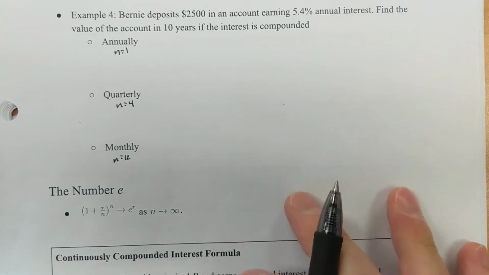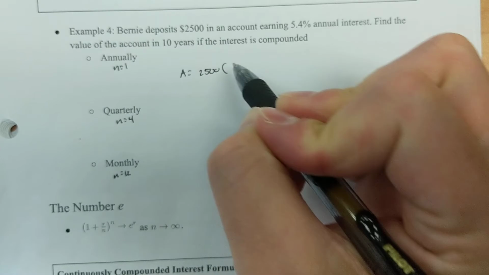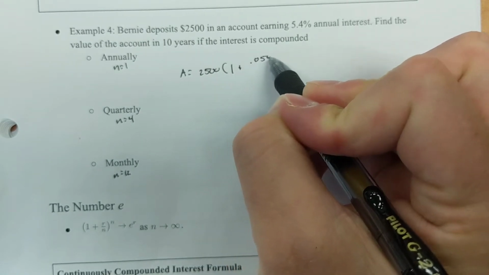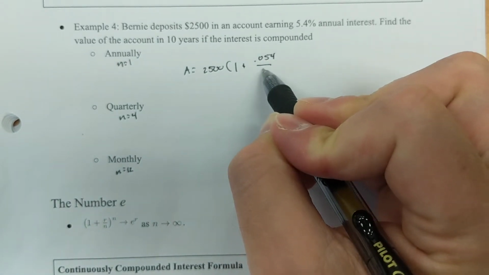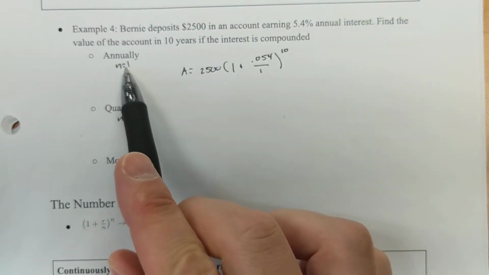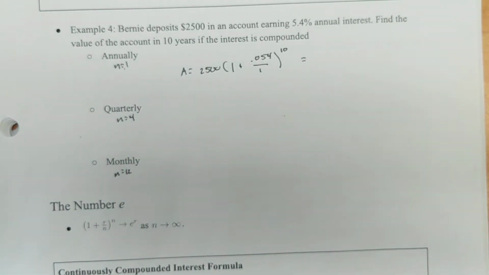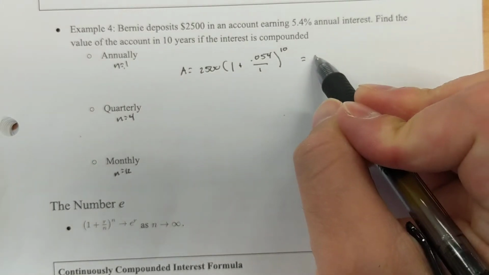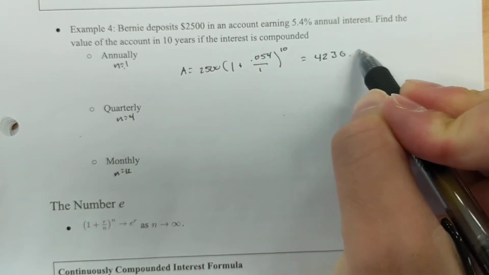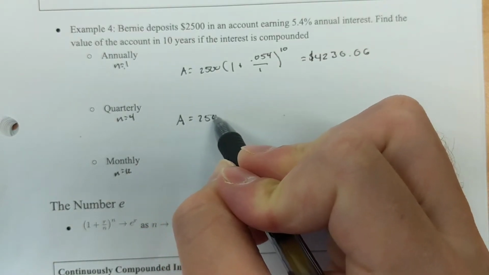Now the equations are going to set up real similar. So for this one, A is equal to 2,500, the starting amount, 1 plus 0.054, you have to convert your percent to a decimal, and n is 1. And this is going to be raised to the 10th power, because it's n times t, n is 1, and t is 10. Now that can all go in your calculator at once. So 2,500, 1 plus 0.054 divided by 1, all raised to the 10th power. So this is $4,230.06.